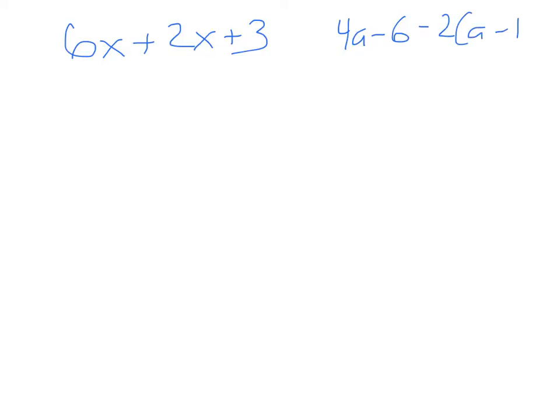Okay, I'd like you to try the following. In each of these expressions, I want you to identify the terms, identify the like terms, the coefficients, the constants, and then simplify if you can. So we have 6x plus 2x plus 3. And then how about we do 4a minus 6 minus 2 times a minus 1.